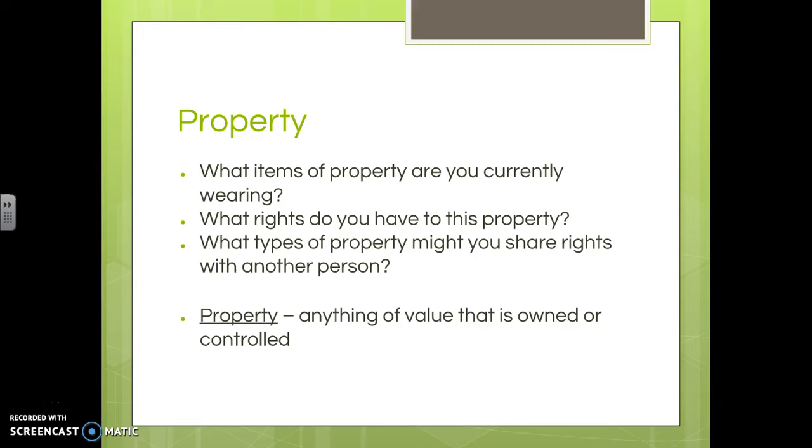So how can we define property? Property is basically anything of value that is owned or controlled.